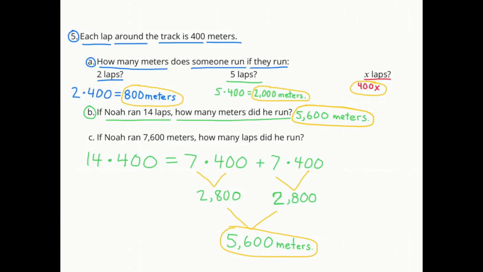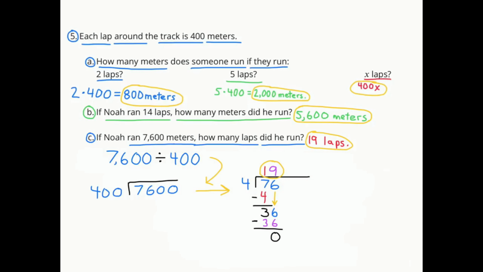In green at the bottom, I broke it down as 14 times 400 equals 7 times 400 plus 7 times 400. 7 times 4 is 28, so 7 times 400 is going to be 2,800. So 2,800 plus 2,800 equals 5,600.